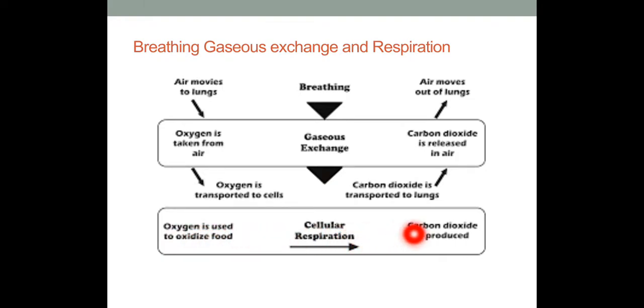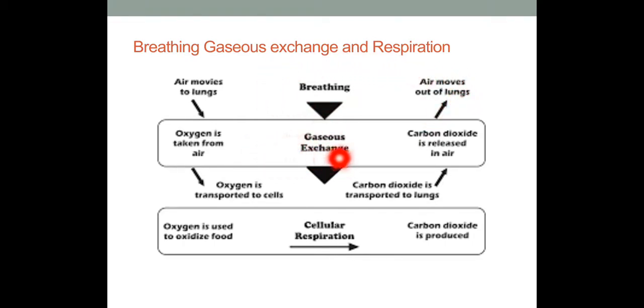As a result, carbon dioxide is produced. This carbon dioxide is transported back to the lungs, and in the lungs the carbon dioxide becomes part of the air which is present in the lung, and then the air is expelled out. The air moves out of the lung. So this process in which the air moves in and out of the lung is simply called breathing.